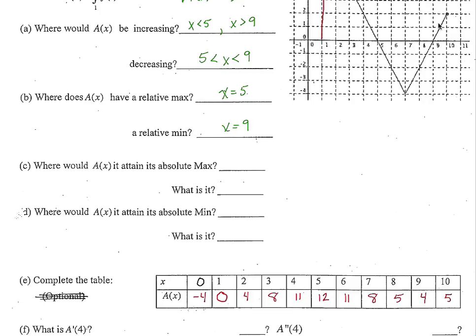When is it going to attain its absolute maximum? Well, it's going to attain its absolute maximum either at 5 or at one of the endpoints. And the endpoints are 0 and 10, and so we can just compare. At 5, the value of a of x is 12. At the left endpoint, the value is -4. At 10, the value is 5.